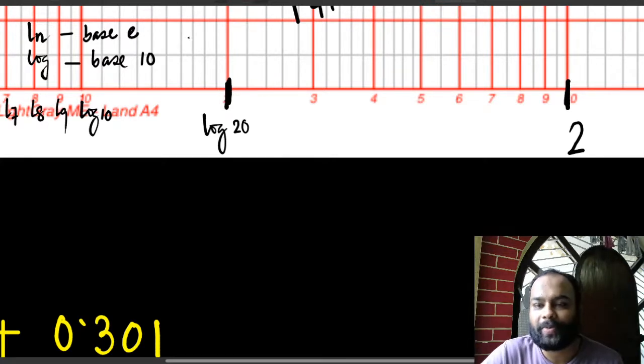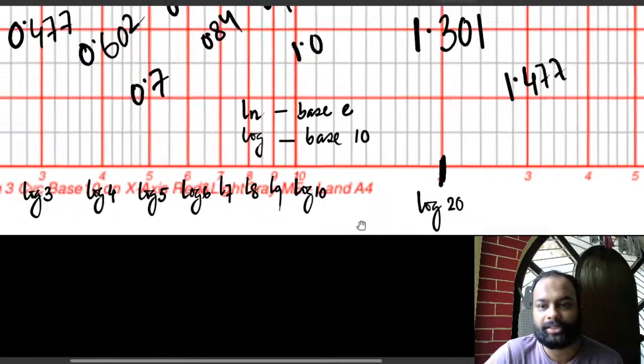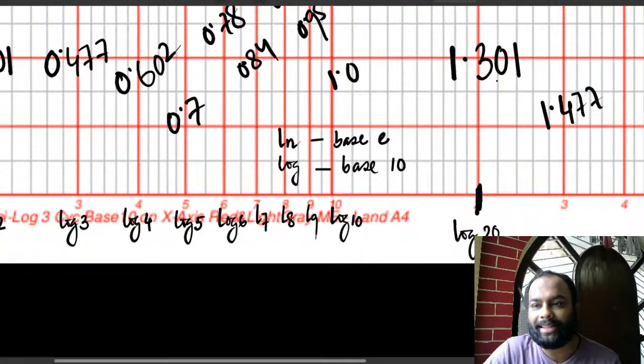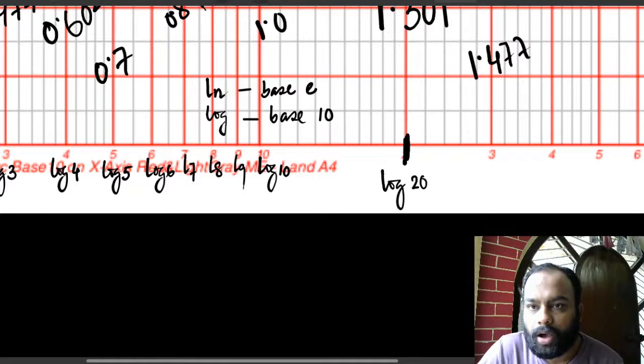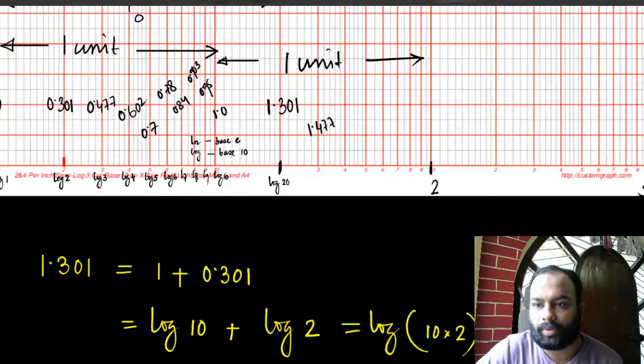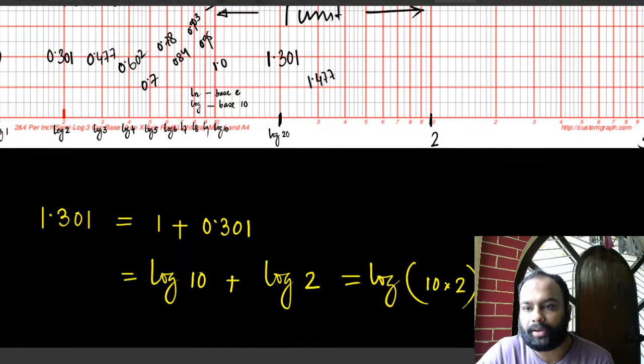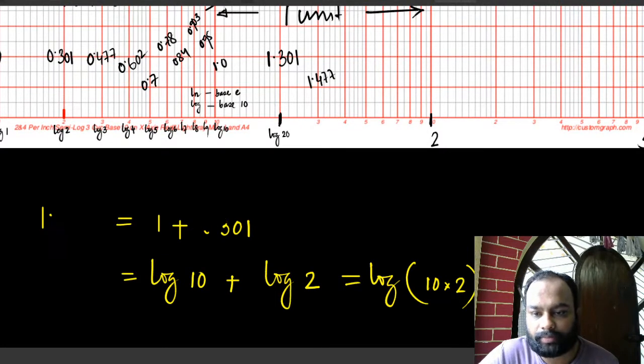Feel free to ask if you haven't understood this, because this entire length is 1.301, but what is 1.301? That's log 20, right? You get the idea. All right, let's zoom out once again. What about this one? 1.477. What about that one? 1.477.